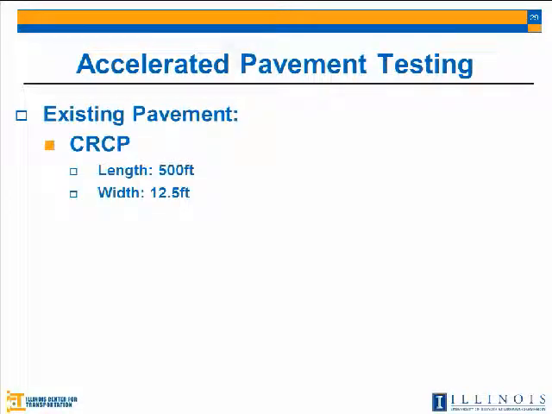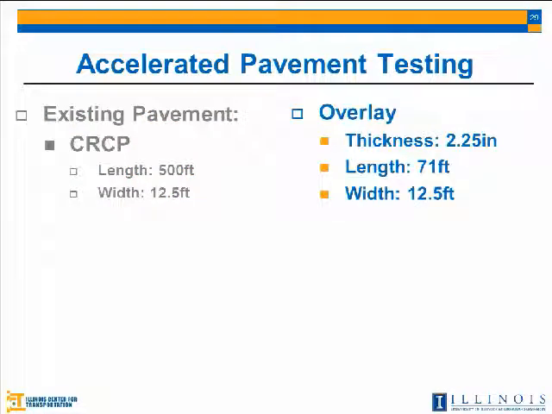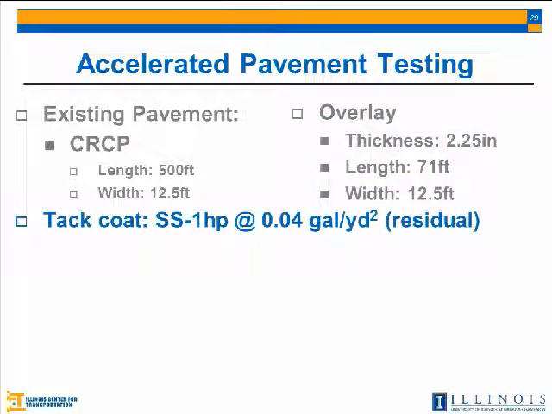The existing pavement that we had our new overlay on top of was a continuously reinforced concrete pavement with a length of 500 feet and 12.5 feet wide. The new overlay was of a thickness of 2.25 inches. And since we have 7 mixes, each mix will have 71 feet length and 12.5 feet wide. The tack coat used was SS1HP, applied at 0.04 gallons per square yard at a residual.